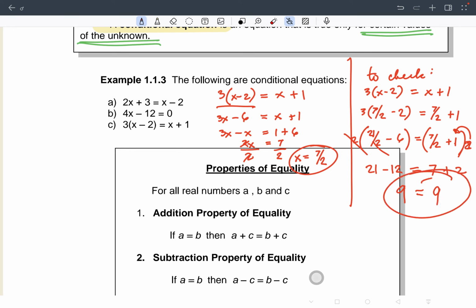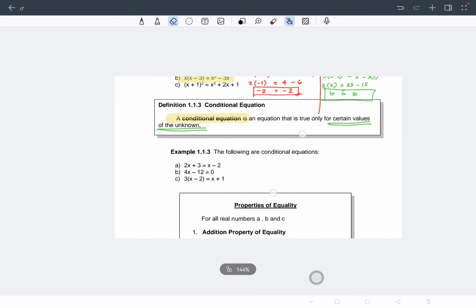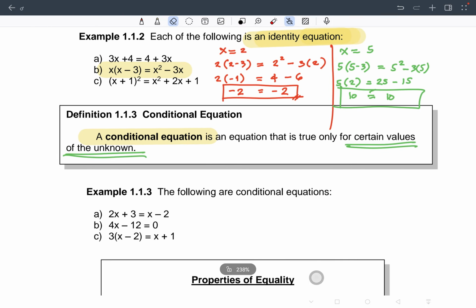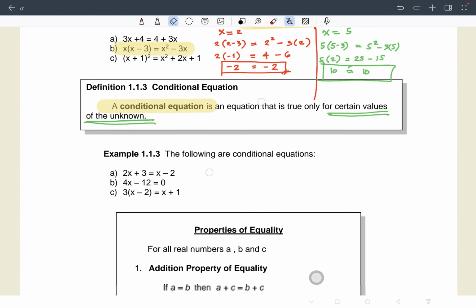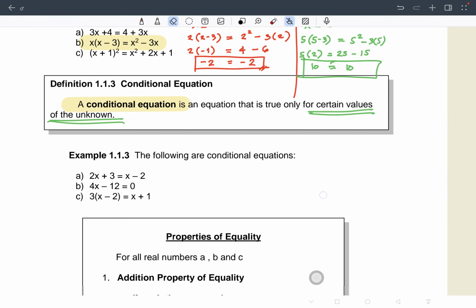So, again, 7 halves will satisfy the equation, the third equation, so letter C. So letter C is also a conditional equation. So again, dalawa ang napag-usapan natin equation. First ay yung identity equation and yung second ay yung conditional equation. Si identity equation, kahit anong number, no, i-substitute mo, ay nag-i-equal yung left member or the left side and the right member or the right side of the equation. Pero kay conditional equation, isa lang ang value na pwedeng mag-satisfy sa conditions natin.